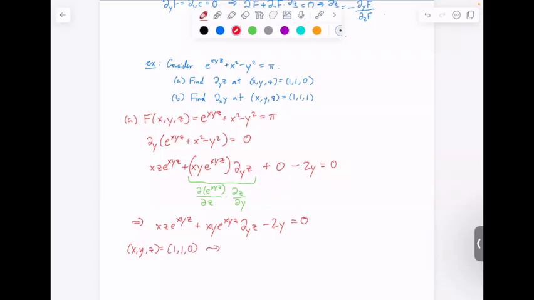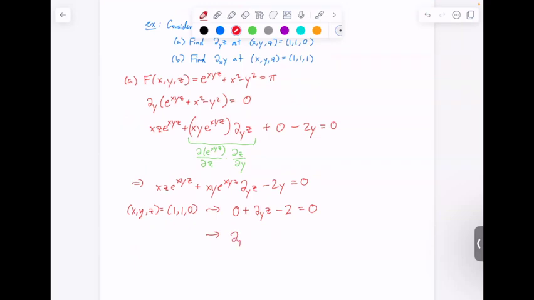We plug this in, all right? So z is equal to 0. This term vanishes. This is 0 plus xy is 1, 1, right? That's 1 times e to the 0, because z is 0. That's 1, minus 2y, y is equal to 1. So this means that partial y, partial z is equal to 2.